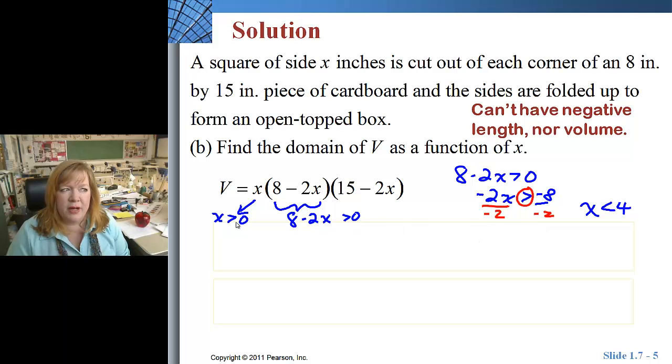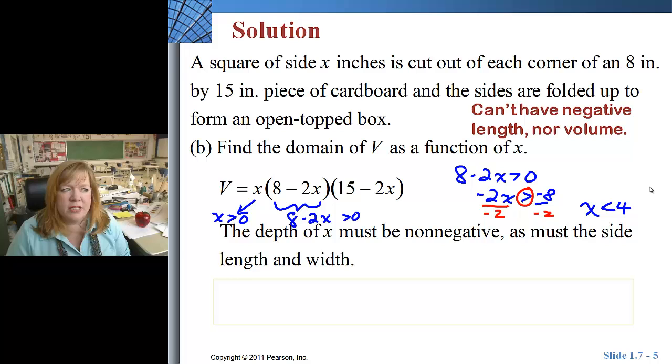So we know it's got to be greater than 0 and less than 4. Now we could solve this one here, but you're going to get x less than 7.5, and all three of these have to be satisfied, so that's why we're just going to stick with x less than 4. So the depth of x must be non-negative, as must the side length and width.